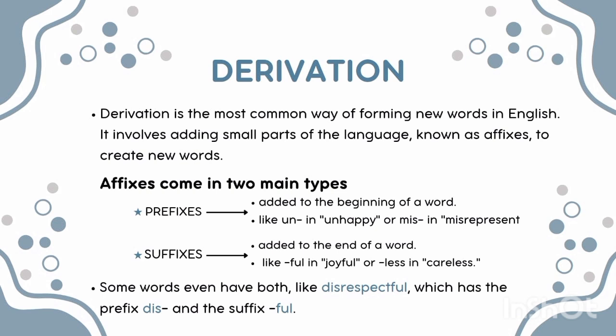A prefix is added to the beginning of a word, like un in unhappy, or mis in misunderstand or misrepresent. A suffix is added to the end of a word, like ful in joyful or less in careless. Some words even have both, like the word disrespectful, which has the prefix dis and the suffix ful. These affixes help form a wide variety of words and can change the meaning or function of the base word.